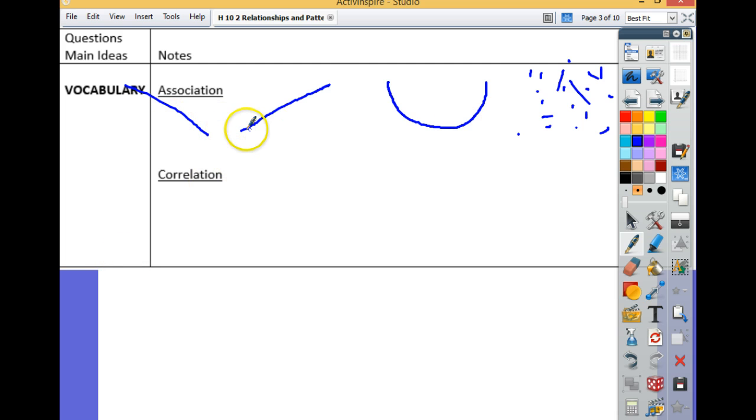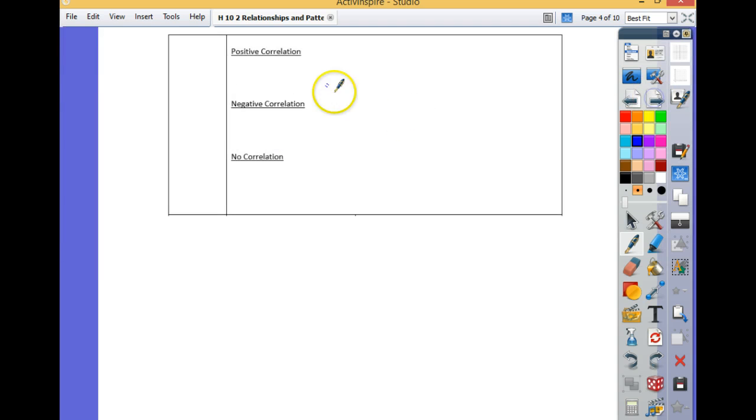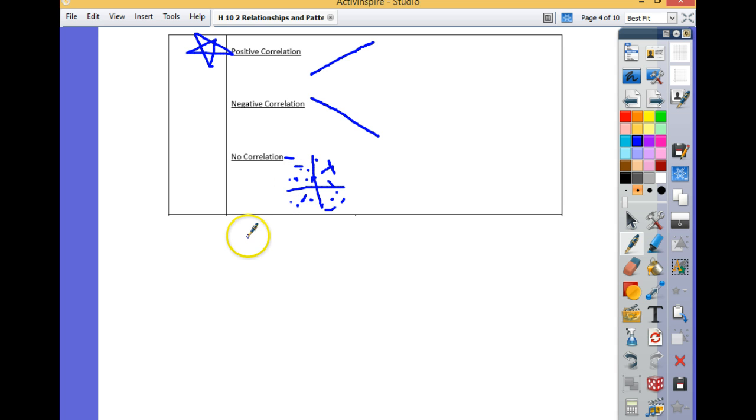Now, if it has an association, and if it's linear, if it's one of these two, we ask, what correlation does it have? It can have either the positive correlation, going in that direction, or the negative correlation going in that direction. If it's no correlation at all, what would that be? Yes, you got that scatter plot. If it has points all over, there's no correlation whatsoever.